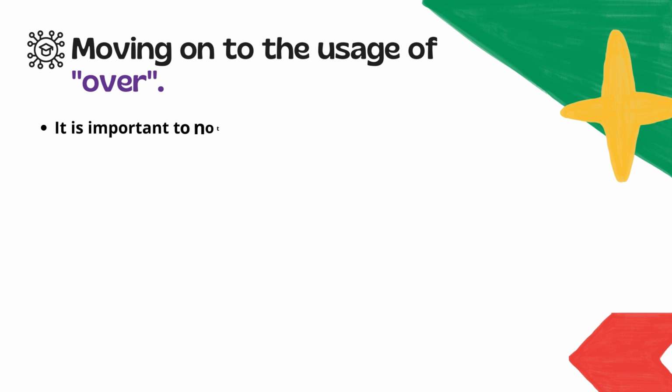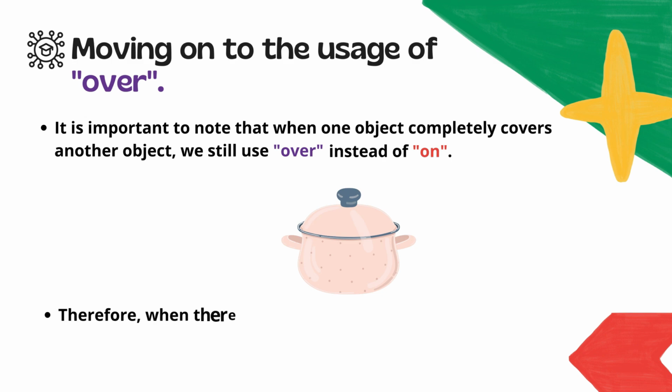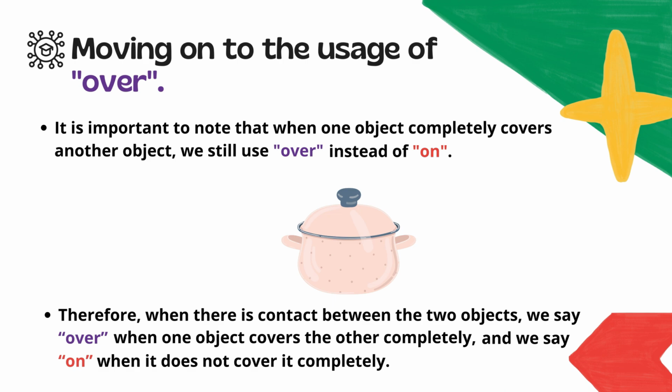It is important to note that when one object completely covers another object, we still use over instead of on. For example, if we say the lid is over the pot, it means that the lid is completely covering the opening of the pot. Therefore, when there is contact between the two objects, we say over when one object covers the other completely, and we say on when it does not cover it completely.